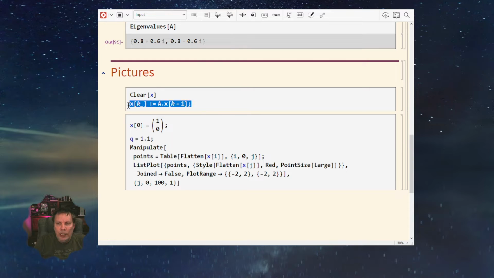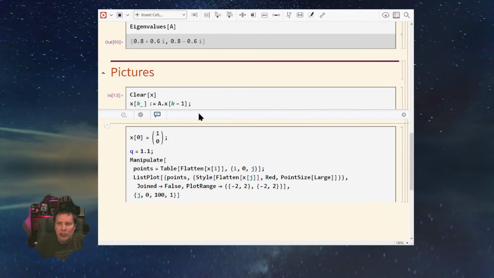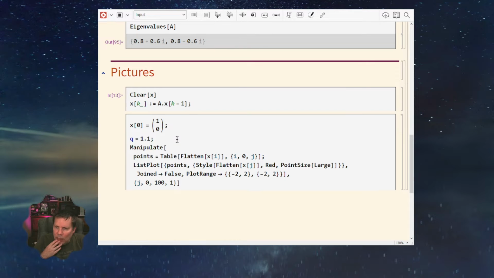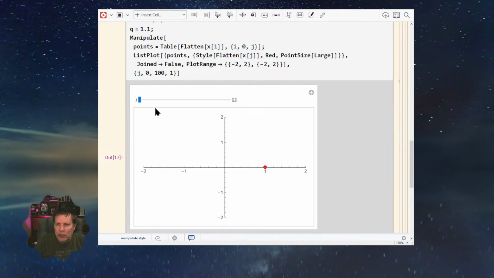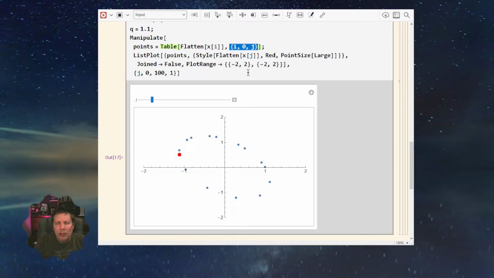So we're going to define the recursion the way we've always done. Let me evaluate this to make sure it's in there, and then let me try to plot this. Okay, so we're going to start off at 1, 0. It looks like we're at 1, 0. And then I'm going to increase the number of points. J is going to count the number of elements of my table. Actually, we're going to have one more element than J because we start at 0.